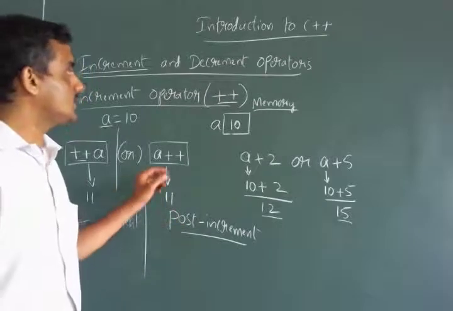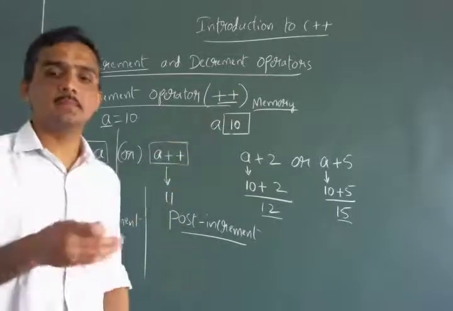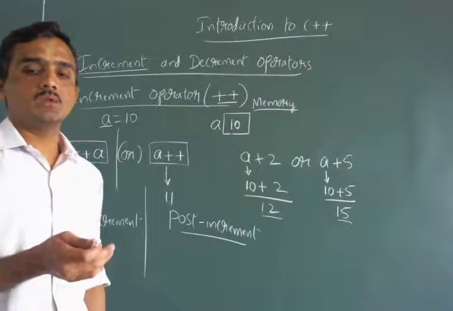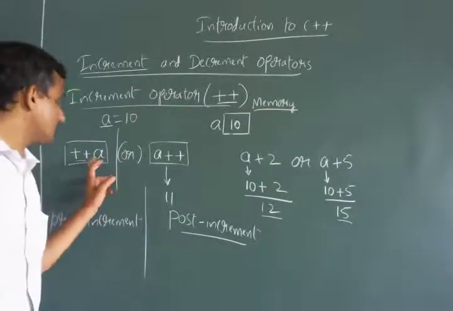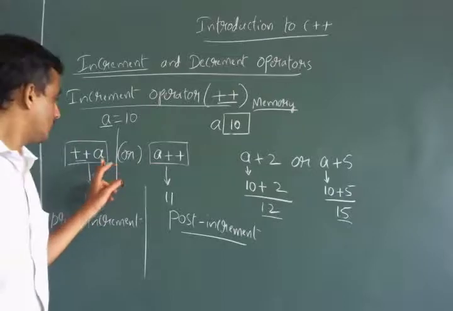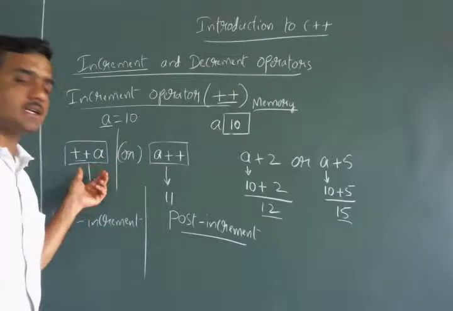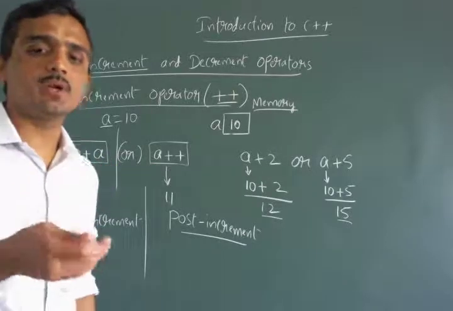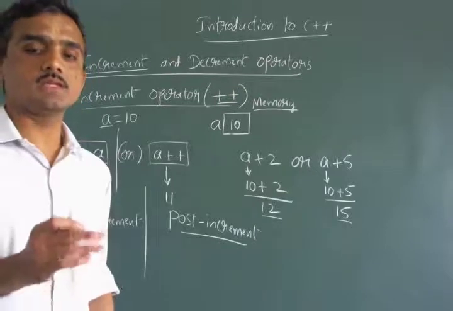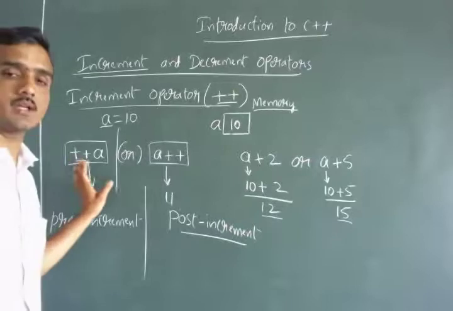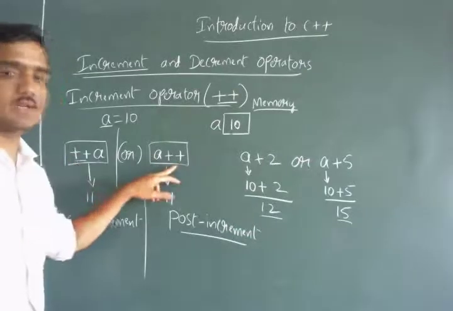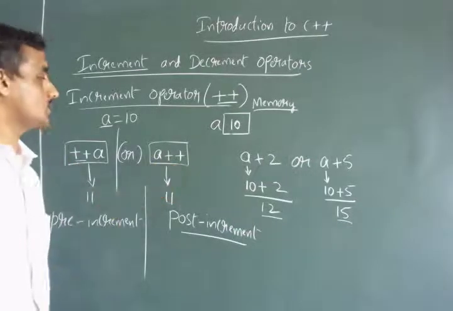So when we have to consider the ++ operator as a pre-increment operator and when as a post-increment operator: whenever the operator is placed before the variable, in that case we consider it as a pre-increment operator. The general word is increment operator. So when you put it before the variable, you consider it as a pre-increment operator. When you put it after the variable, you consider it as a post-increment operator.